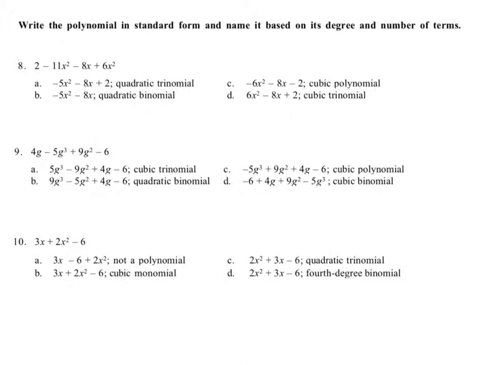So they're asking us to write the polynomial in standard form. What that means is to combine all of the like terms and then write each term from the one with the highest degree all the way down. So we're going to write them in standard form and then name it based on its degree and number of terms. So let's take a look at this first one that we've got.